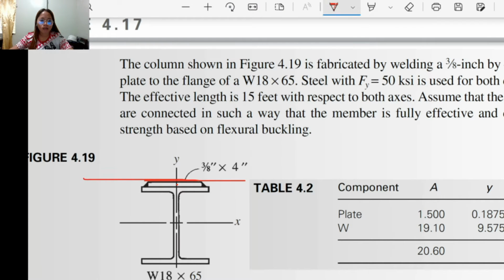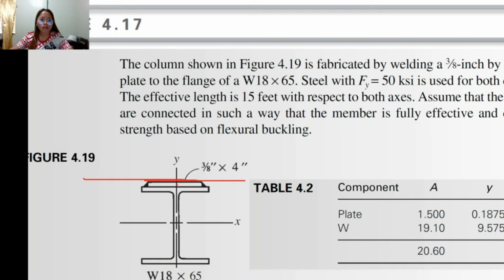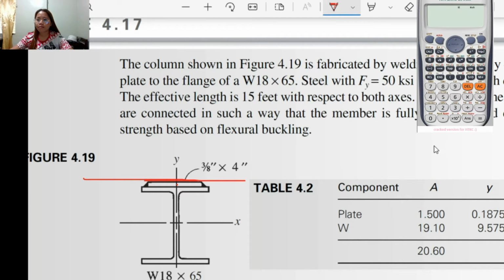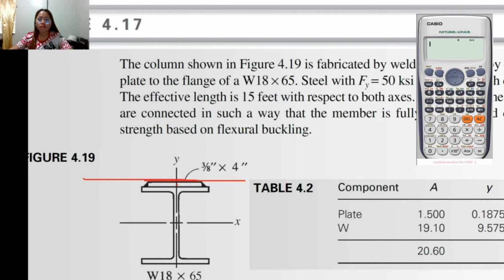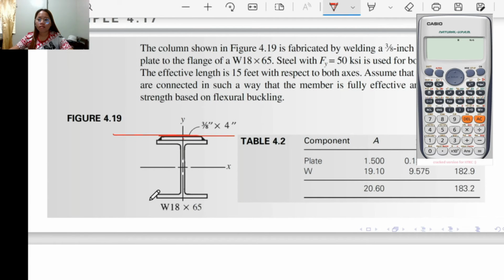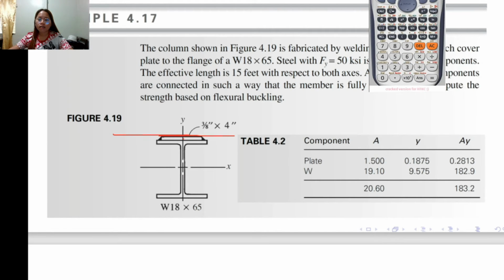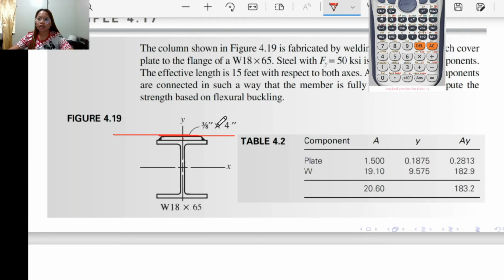Let me use the calculator. Half of 3/8: 3 divided by 8, divided by 2, that is 0.1875. Then, this is for the plate.